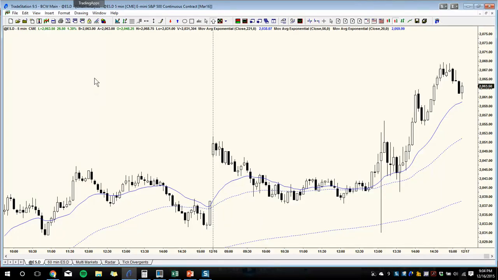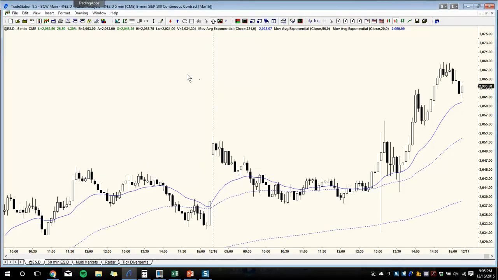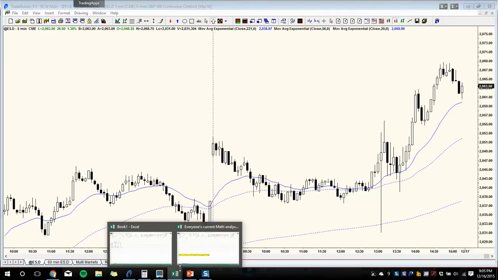One thing I invite everyone to do, for TradeStation users, I can click this, click Trade Manager Analysis, and from there I can select the range of however many days, weeks. I could do it currently today, and it'll show everything: your percent profitable, your risk reward.